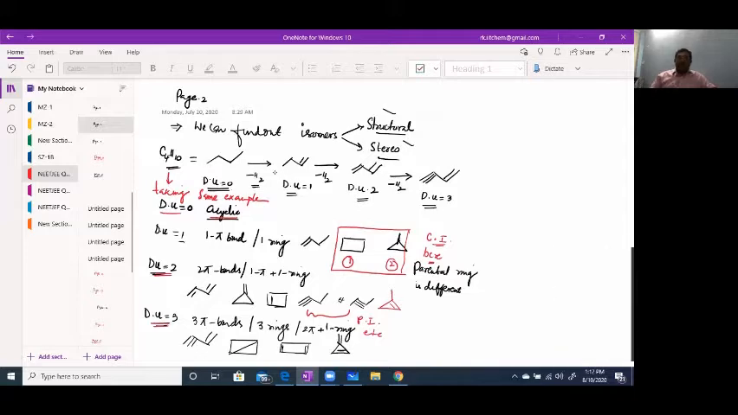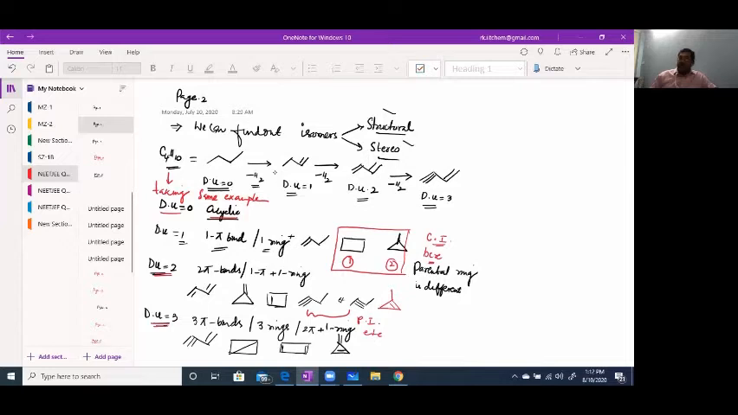If degree of unsaturation is 1, it's 1 pi bond and 1 ring. All of you listen, children, don't hesitate and don't divert your concentration. Here, 1 ring plus 1 pi bond is also possible. Let's write this. Let's write the rings also.